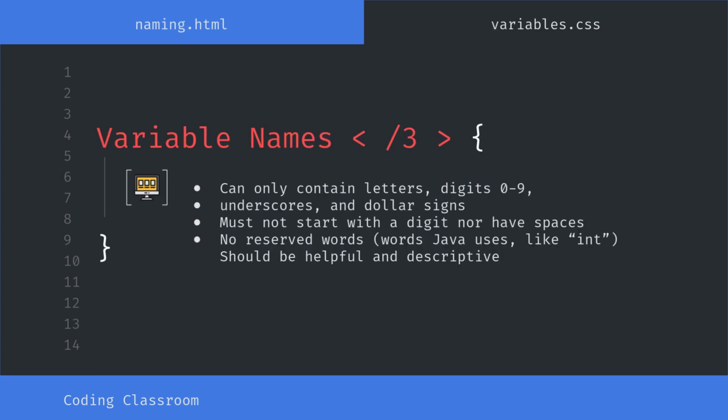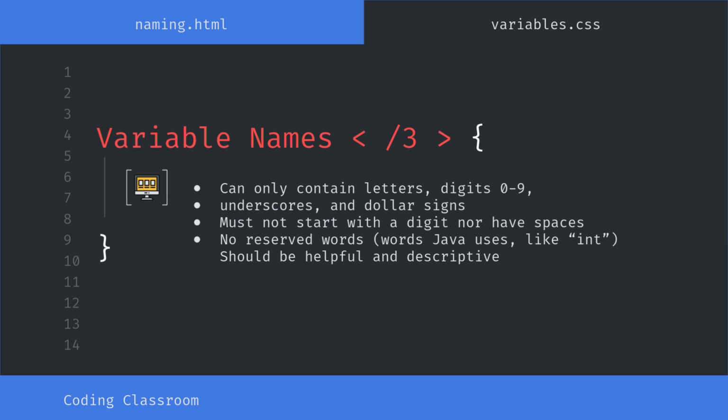Now that we understand what variables are, let's talk about how to name them. Naming variables is important because it makes your code easier to read and maintain. There are some rules you must follow when naming variables in Java. Only use letters, digits, underscores, and $ signs. For example, myVariable1 or username are valid names, but my-variable is not.